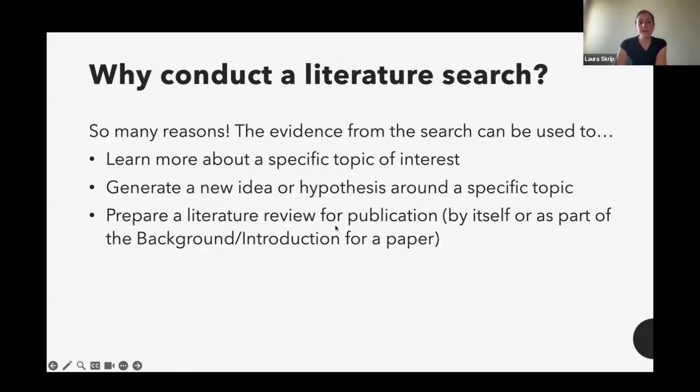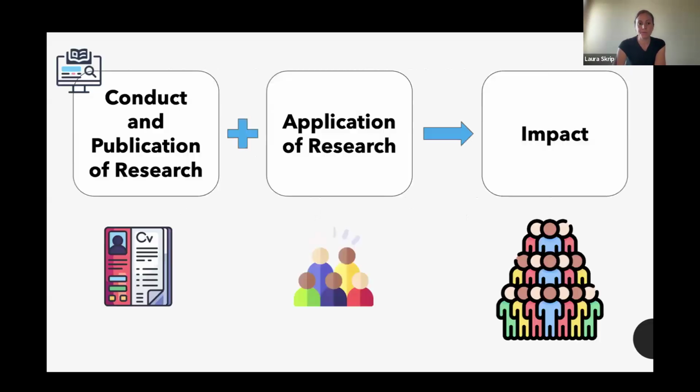Or maybe you want to prepare a literature review for publication. This could be a whole publication based on a literature review. Those are called systematic reviews or scoping reviews. Or it could be just part of a publication. When you write a scientific article, there's a background or introduction section that should be based in the literature. So you would need to do a thorough literature search before writing that section as well. Okay, so a lot of those reasons I just mentioned are for this first component, to conduct and publish research.